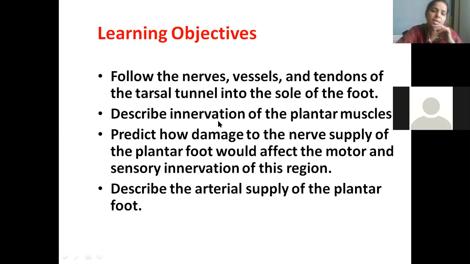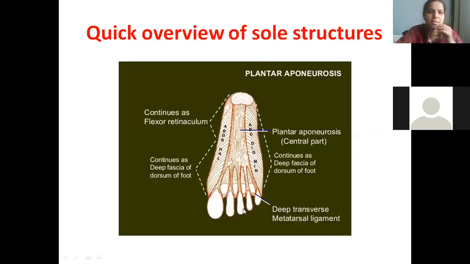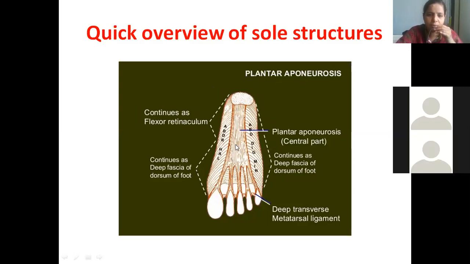Actually, while describing each muscle, yesterday I also told you the nerve supply of the muscles. Now let us see how these nerves are coursing and supplying the muscles, and how the blood vessels are moving and supplying the muscles. So a quick overview of what we have seen yesterday, only names I will revise. The first thing we have seen just below the skin is the plantar aponeurosis.